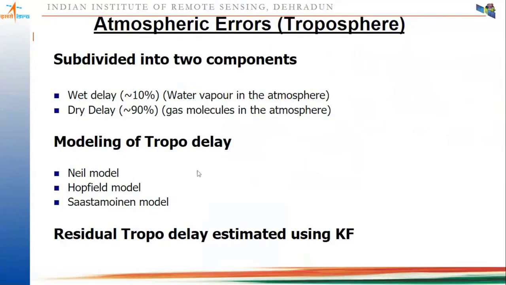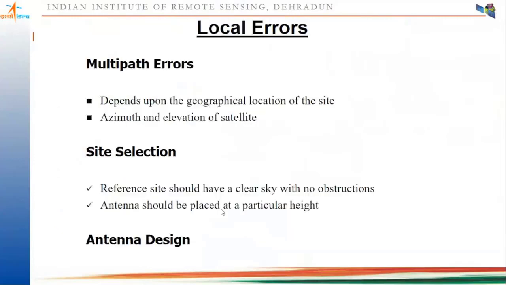For these delays, we do modeling using various available models: the Niell model, Hopfield model, Saastamoinen model. Using these models, we can derive the tropospheric delays. The residual tropospheric delay is also estimated using the Kalman filter. The delay due to the atmosphere is basically the major part here.